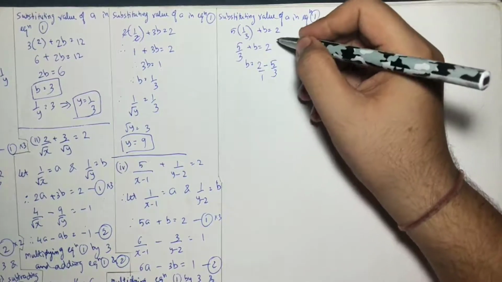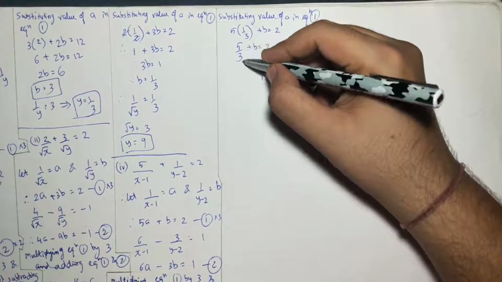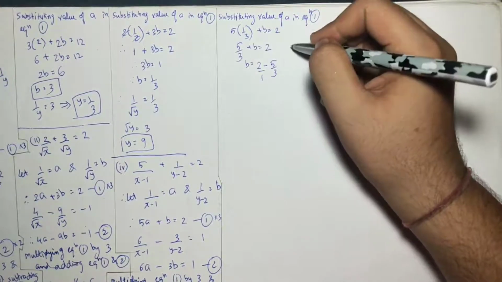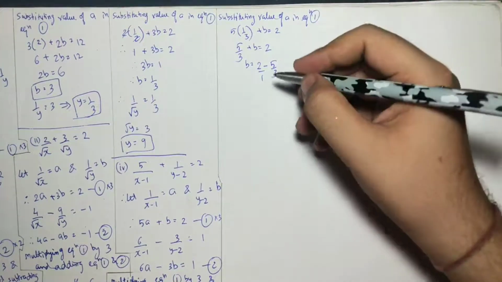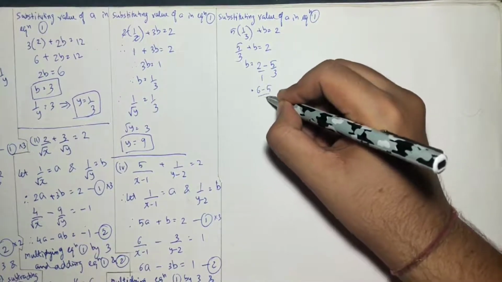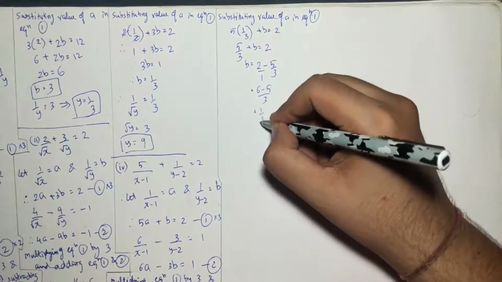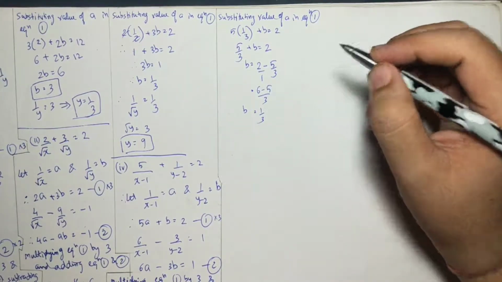Don't reciprocal it. It is not getting multiplied, so you can't go over there and do reciprocal. 5 by 3 was getting added, so when it moves to the right hand side, it will get subtracted. So this will be taking LCM: 6 minus 5 by 3. This LCM will be 3, so this will become 1 by 3. So b also comes out to 1 by 3.